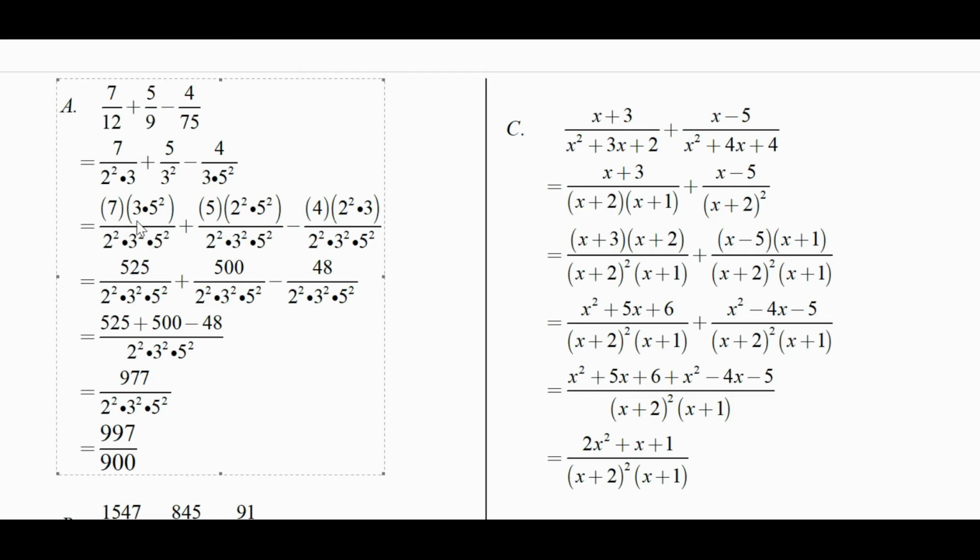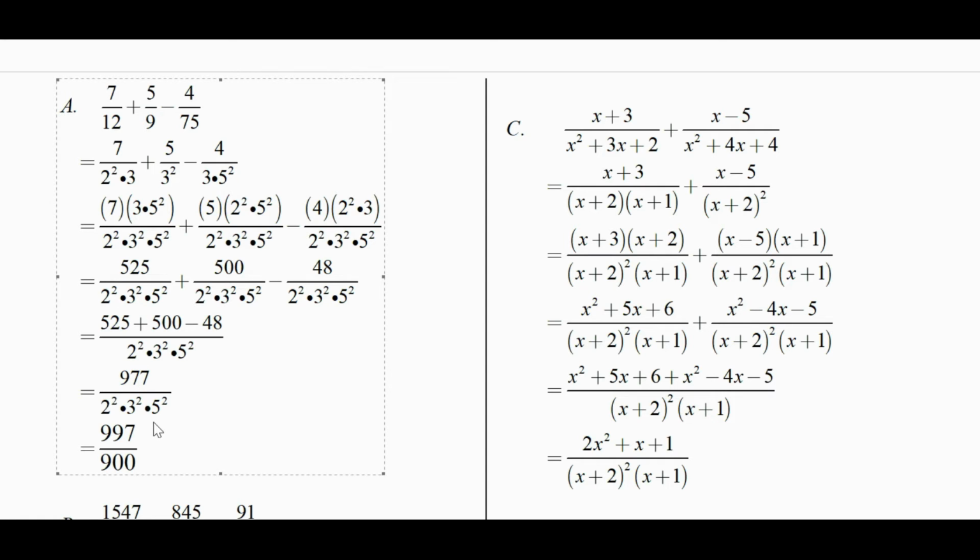So this fraction is equal to that one. This one's equal to that one. This one's equal to that one. So this equality is valid. Multiply the top together, 525. Multiply these together, 500. Multiply these together is 48. Write it as one fraction and just add the numerators, add and subtract as indicated, to get that.